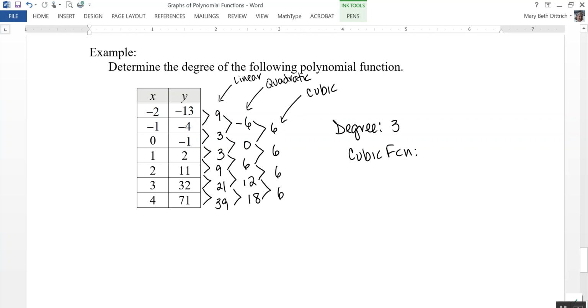So in this video, we took a look at the graphs of polynomial functions. We looked at degree and leading coefficient, how to name a polynomial based on its degree and the number of terms. We also took a look at what end behavior is and how to write that, turning points, increasing and decreasing intervals, and given a table of values, how to determine the degree of a polynomial function.